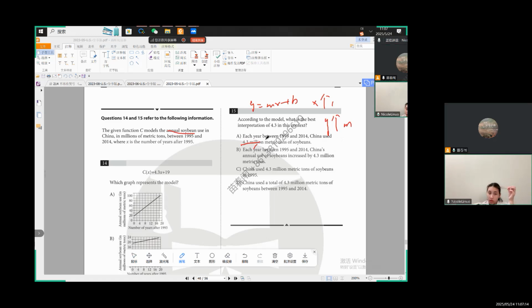Oh, wait. The slope is when you increase x by 1, y increases by m, right? The definition of slope, one of the definitions. But isn't this linear? So the result is annual soybean use. So isn't it saying every single year China uses 4.3 million? So that's why x is years, and they see how many years they use plus the initial amount of 19.